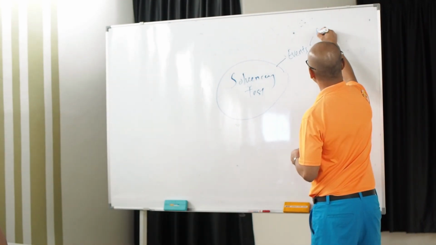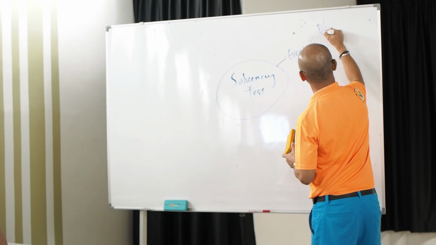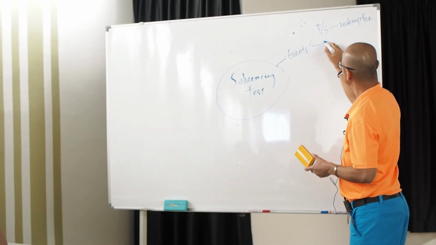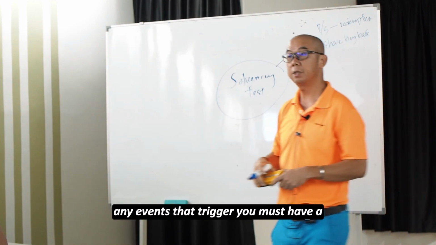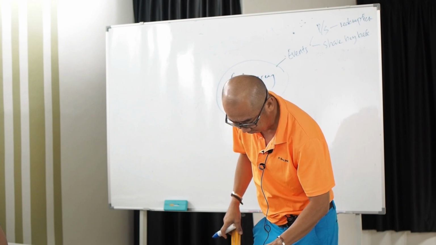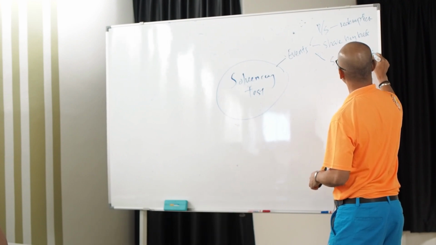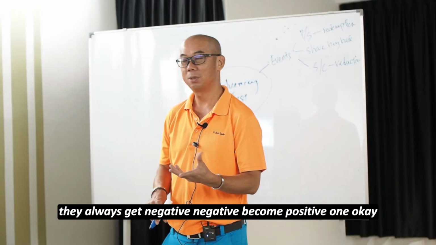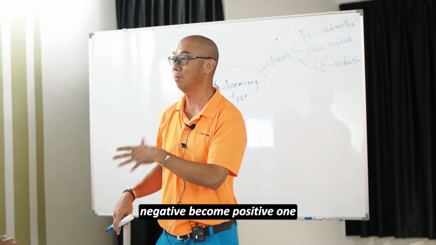I think redemption of, I didn't say this though, preference shares. First is preference share redemptions. You can know? You didn't see it, okay? Second, share buyback. Right? Third, any events that trigger you must have a solvency test? Share capital reductions. Right? Then you must do a solvency test. Basically, they always use negative, negative, become positive. That's how you read, you see, negative, negative, become positive.